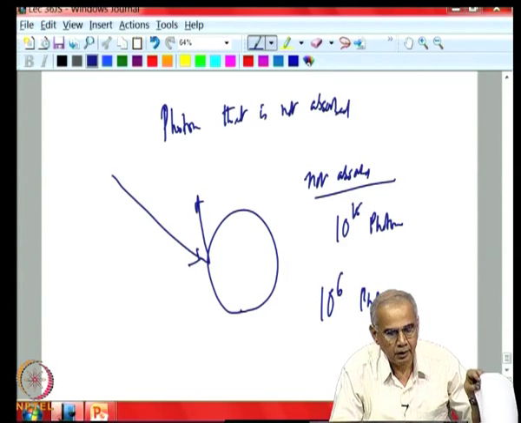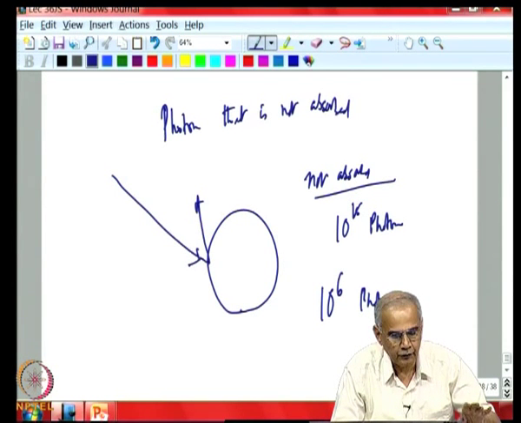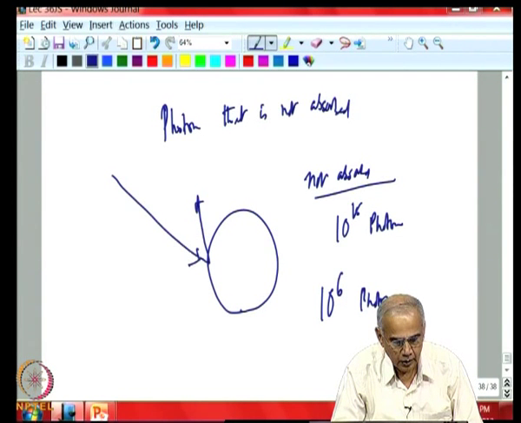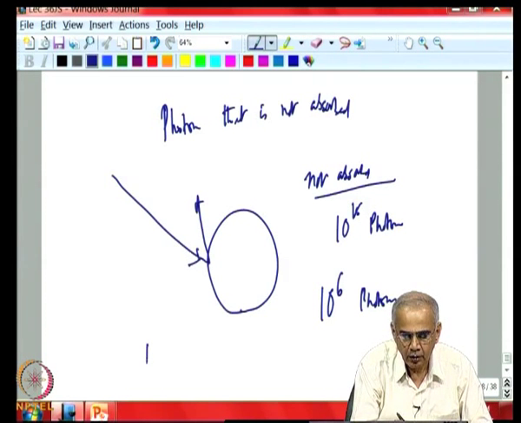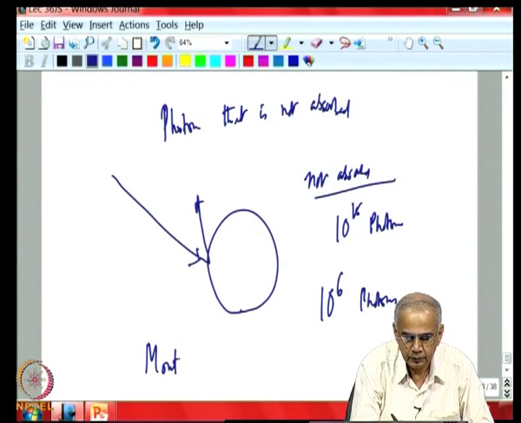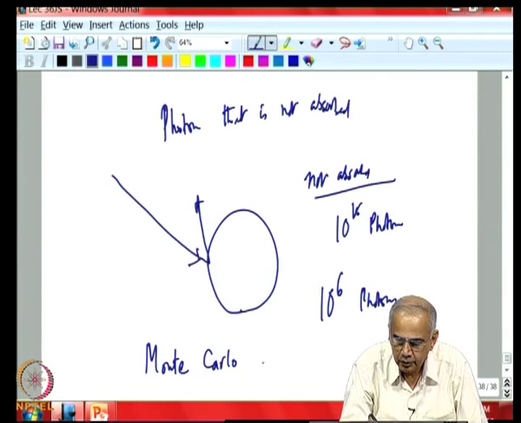And as I said, there is no simple thumb rule to tell you whether a million photons is adequate. So, if you look at a complex geometric problem, generally if you look at the literature, they all show that Monte Carlo is far superior to, let us say, what we discussed in the last lecture, the discrete ordinate method.